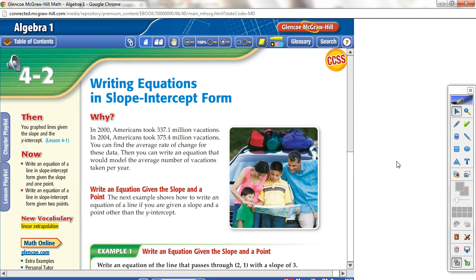This is our second session via video. We are moving on to section 2 of chapter 4, writing equations in slope-intercept form.